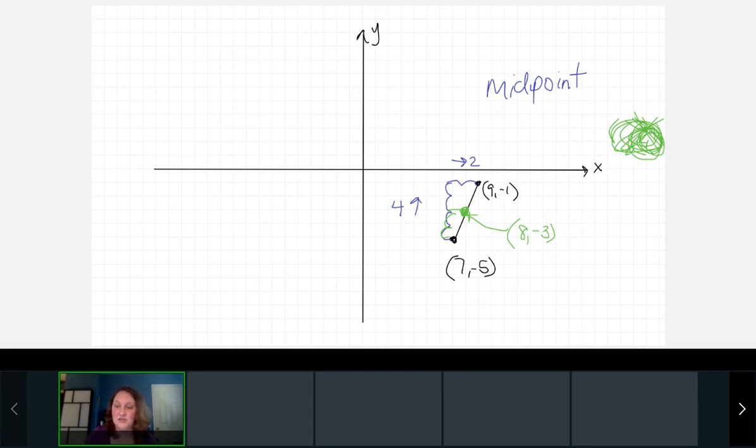That was a really good question. So the question was, how do you know which point to start at? You pick. And if you had started up here at the top, you would have just gone down 4 and left 2. So to get to the midpoint, you'd go down 2 and left 1. Very good question.